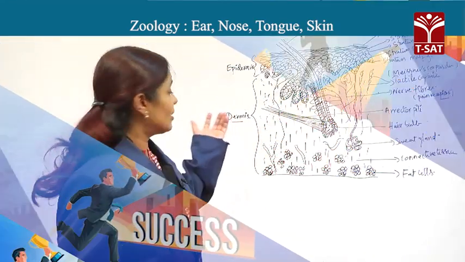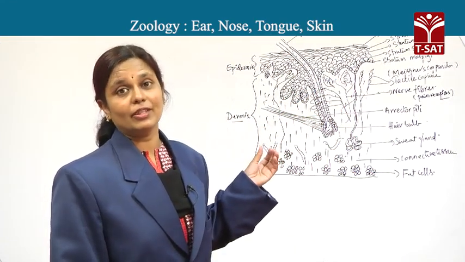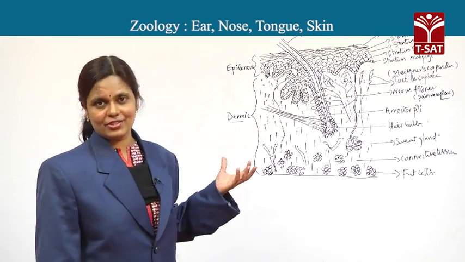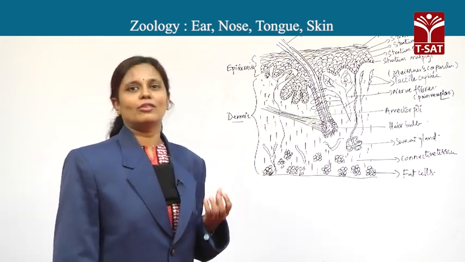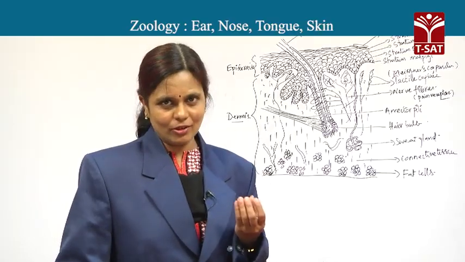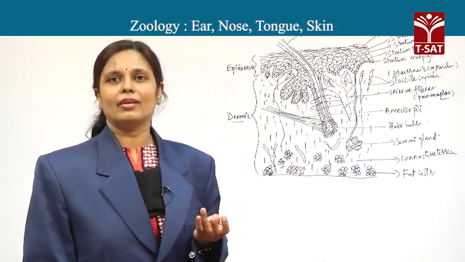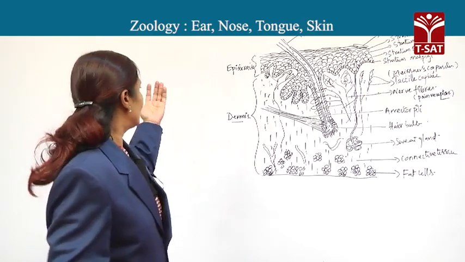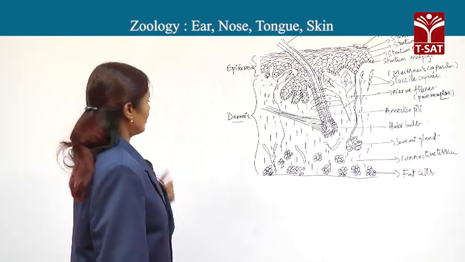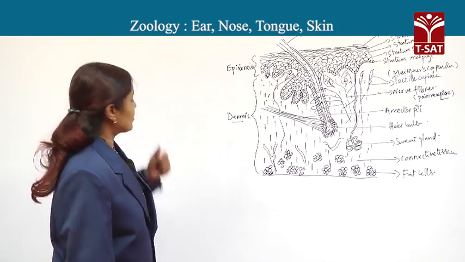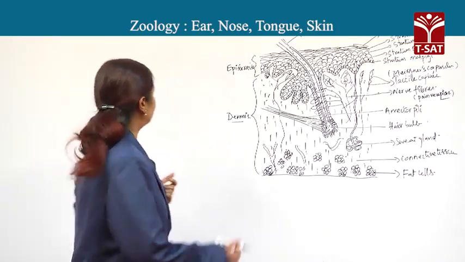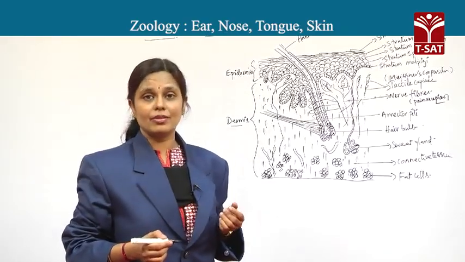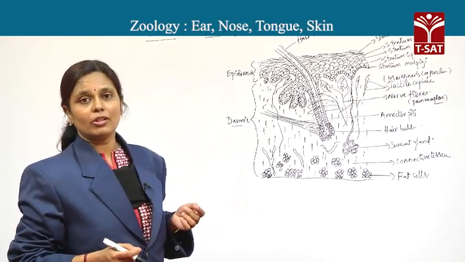Let us learn about the structure and functional details of the skin, one of the 5 senses. We already learnt about 4 other special sense organs, that is eyes, ears, nose and tongue, and we are left with the skin. The study of the structure and functions of the skin, we call it dermatology.